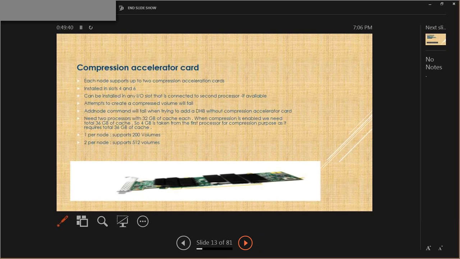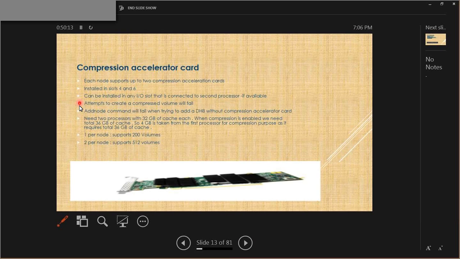So now, let us have a look at the compression accelerator card here. This is how the compression accelerator card looks. Each node supports up to 2 compression accelerator cards, correct? Installed in slots 4 and 6, as I discussed before. It can be installed in any IO slot that is connected to the second processor if available. So if the third slot is available and we want to connect a compression accelerator card there, we can definitely do that. But as a practice, we are using slot number 4 and slot number 6. So most of the time you'll find it like that.